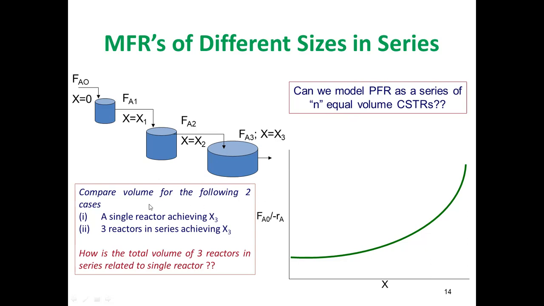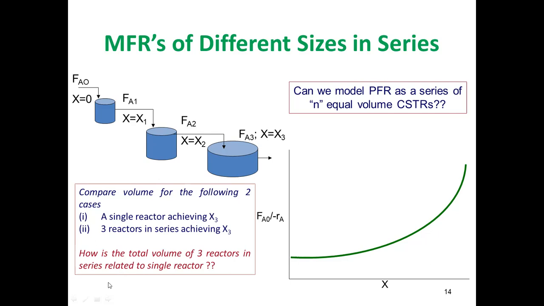Okay, now compare the volume of the following two cases. You have a single reactor achieving X3, meaning a single MFR achieving a certain degree of conversion X3 in this scenario, or three reactors in series achieving X3. So one scenario is just one reactor achieving X3, and another scenario is three reactors achieving X3, here the degree of conversion in the last reactor. How is the total volume of the three reactors in series, if you're going to add their volumes, related to a single MFR?